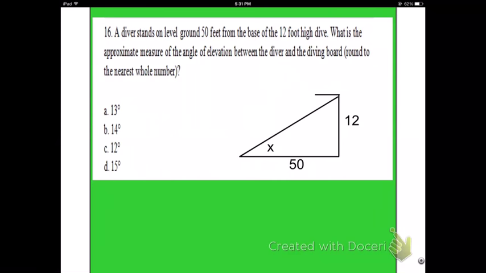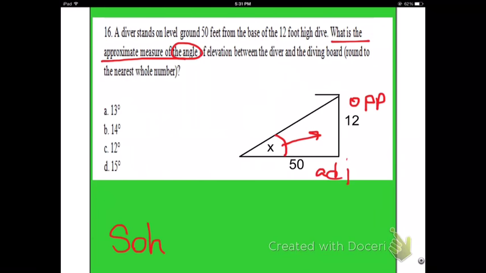Number 16. A diver stands on level ground 50 feet from the base of the 12-foot high dive. What is the approximate measure of angle of elevation between the diver and the diving board? Round to the nearest whole number. Now remember, I want to know what is the angle. That means X is here. So again, I've got to decide. Across is my opposite. Beside is my adjacent. I'm going to use my SOHCAHTOA to remind me which trig function to use.